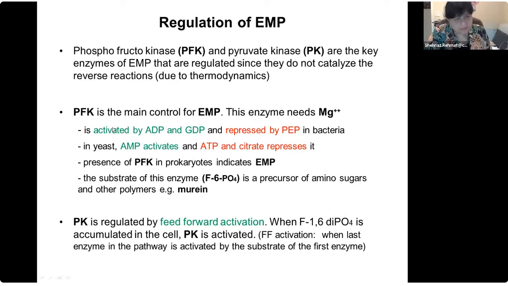This is in E. coli or your normal bacteria. In yeast, AMP activates the PFK. ATP and citrate repress it because it has different pathways, different end products for that. Therefore, their regulators are different in yeast.